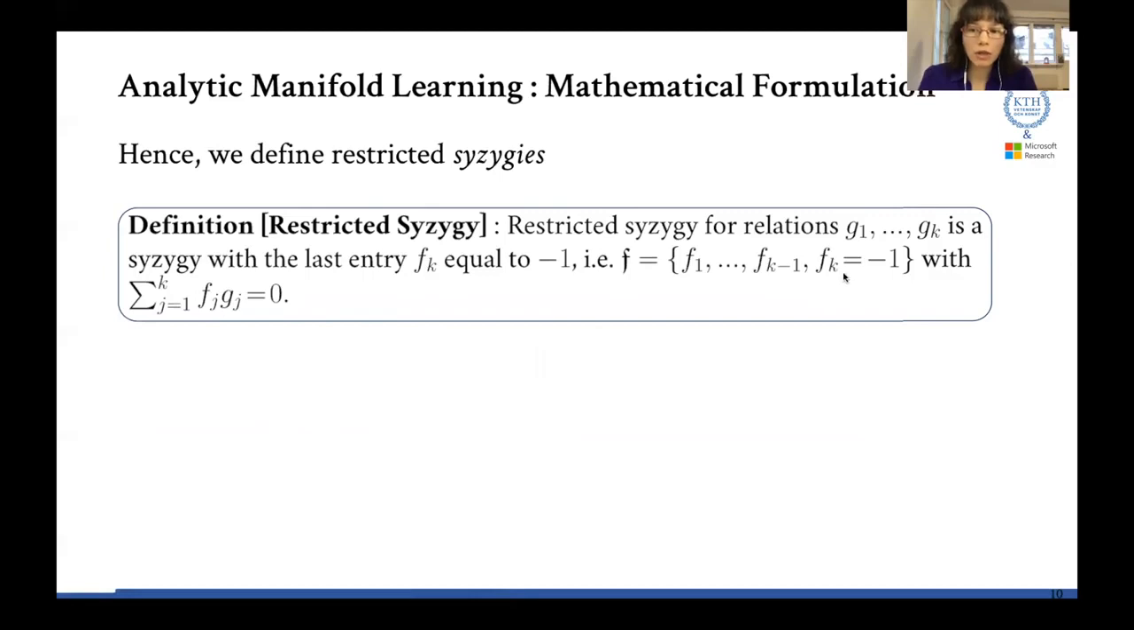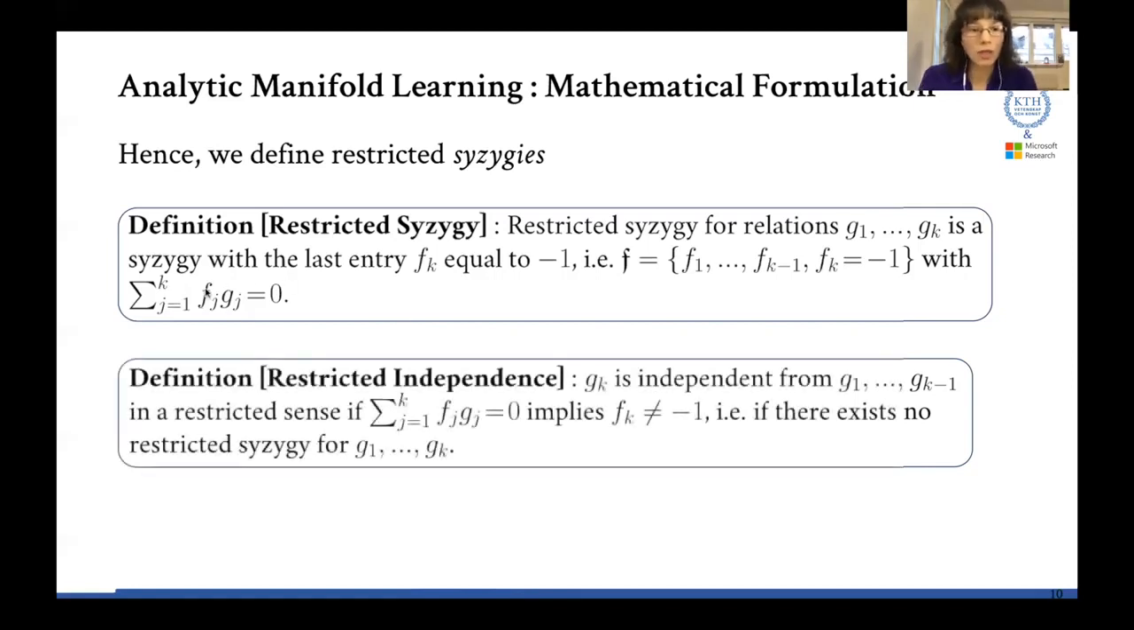We can restrict the flexibility of these syzygies. So we come up with a restricted syzygy as follows. The last coefficient, the one for our last relation gk, we're going to set to 1, just fixing it, and saying, okay, can we find the k-1 coefficients such that when we put them into the sum, and have the last coefficient as -1, we see that this whole sum is 0. So this defines a restricted syzygy, and with that we define restricted independence.